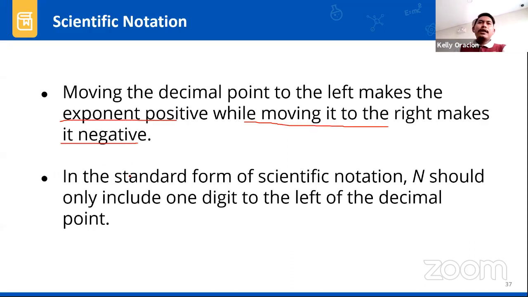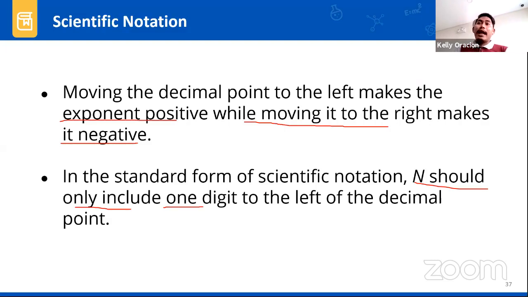In standard form of scientific notation, n should only include one digit to the left of the decimal point. It cannot have two. Only one, and your n should be in between 1 to 10.